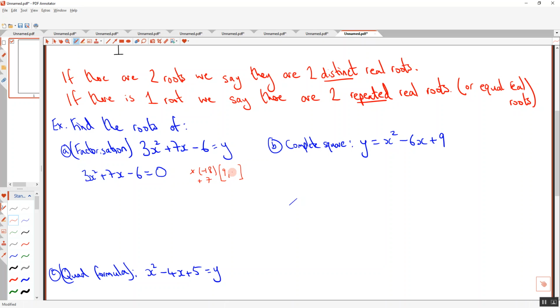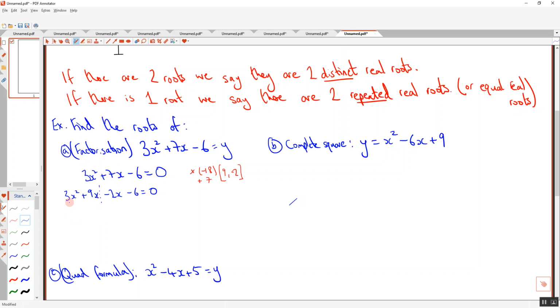9 and negative 2, okay? 9 times negative 2 is negative 18. 9 add negative 2 is 7. We just take those numbers and we plug them in. I can't emphasize enough how important it is that you get your head around this and are able to do it, okay?